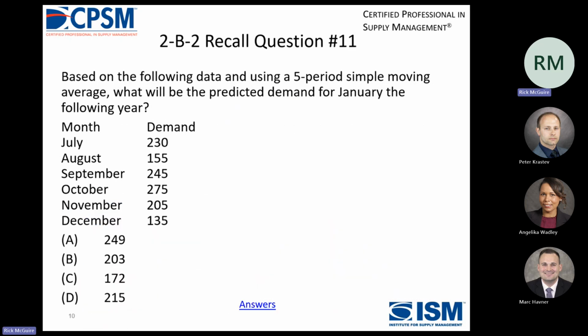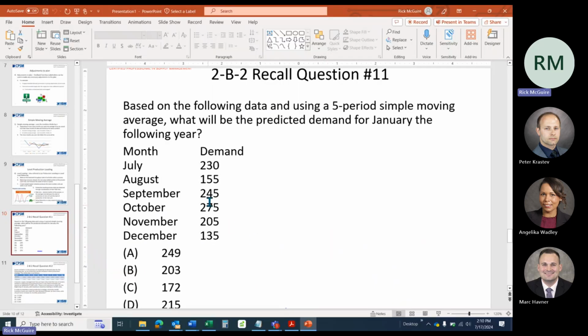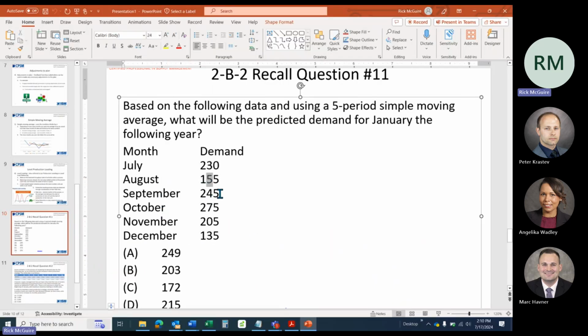Based on the following data and using a 5-period simple moving average, what would be the predicted demand for January the following year? So 5-period moving average. And you got down to December. So what you're going to want to do is add up 1, 2, 3, 4, 5, these ones here, and then divide by 5.